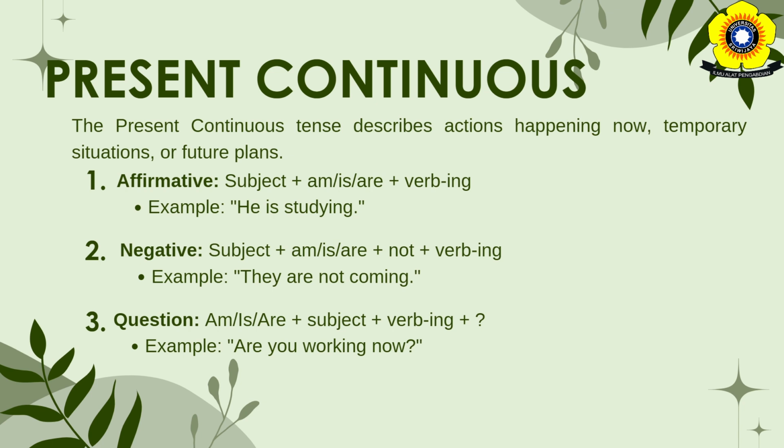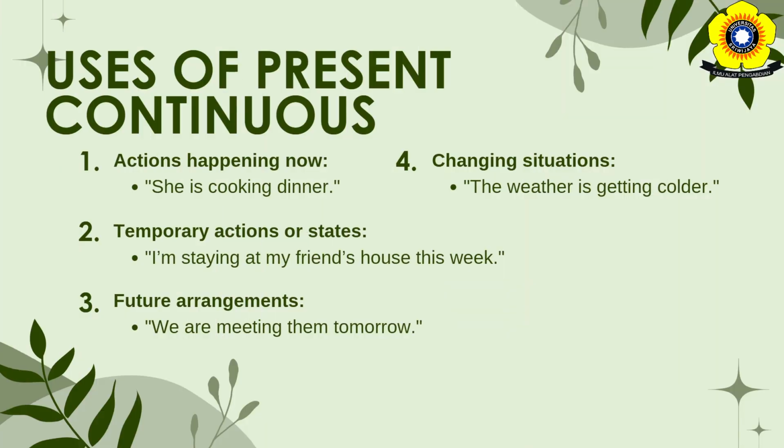Question: am, is, are plus subject plus verb ing plus question mark. Example: are you working now? Okay, uses of present continuous. First one is actions happening now. Example: she is cooking dinner. Second one is to express temporary actions or states. Example: I'm staying at my friend's house this week.